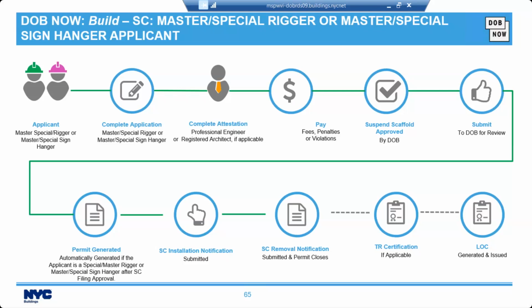The permit gets generated. Now, this is automatically generated if the applicant is a special master rigger or master special sign hanger after SC filing approval. Then the SC installation notification gets submitted. The SC removal notification gets submitted and the permit closes. And then we have TR certification, if applicable. And then lastly, the LOC is generated and issued.